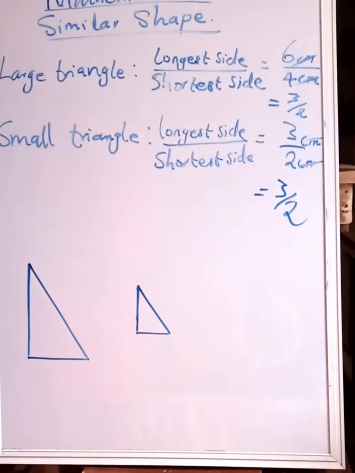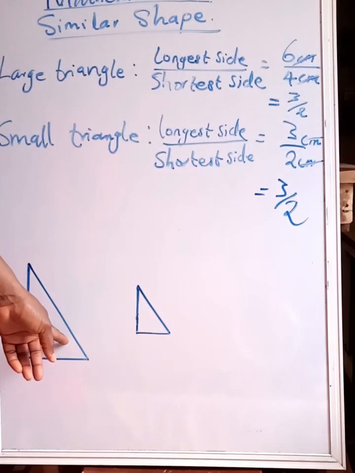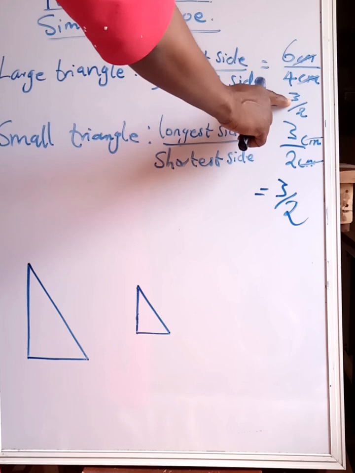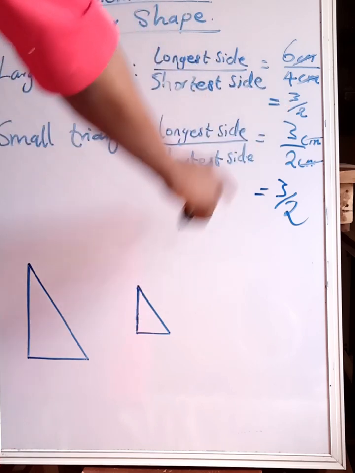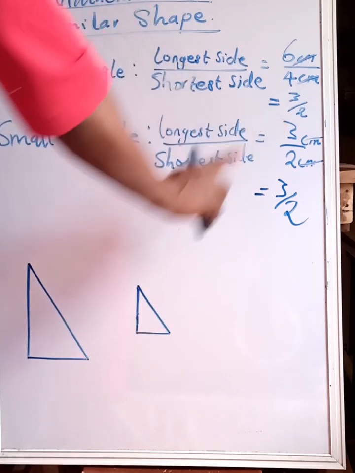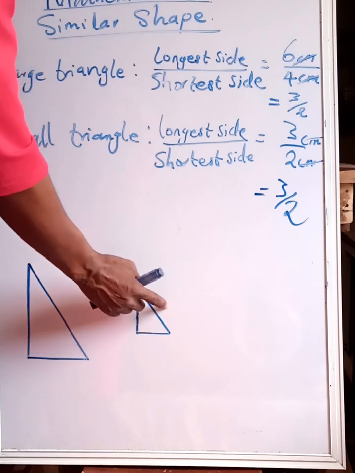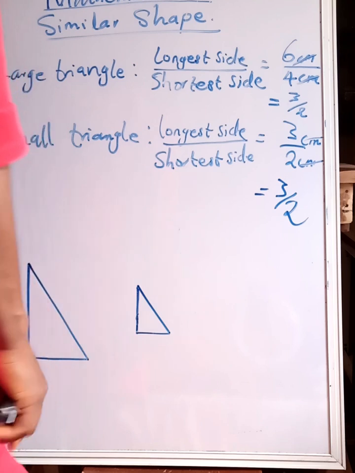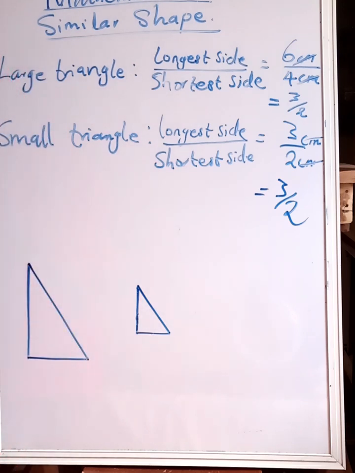That is to say that the longest side for the large triangle is 3 in terms of ratio, 3:2 for the shortest side. Then for the small triangle, the longest side is 3:2 for the shortest side. That is the smaller triangle. You can see that the corresponding sides are in the same ratio.